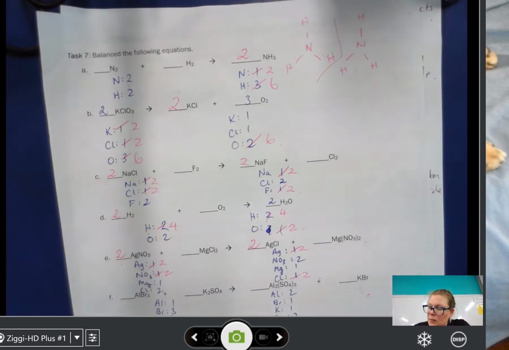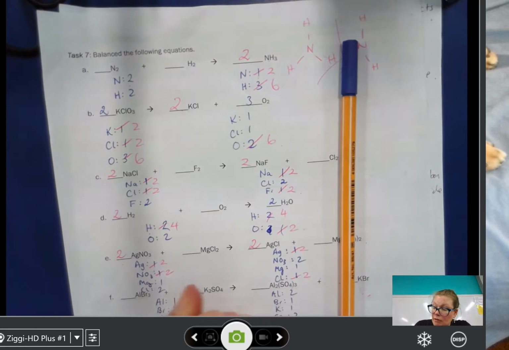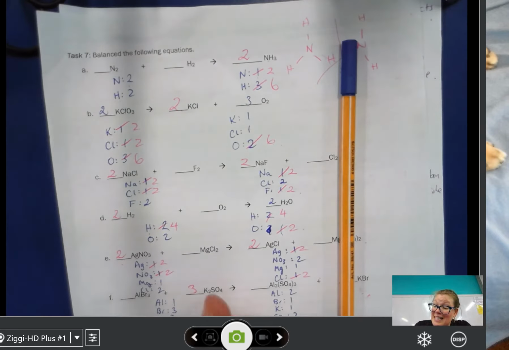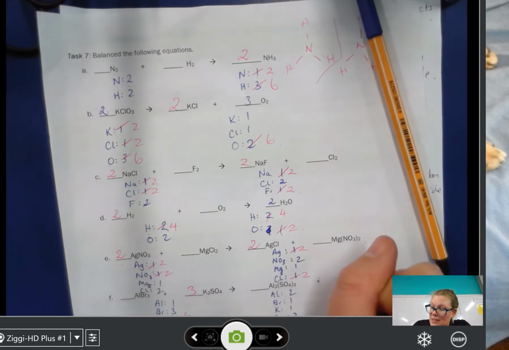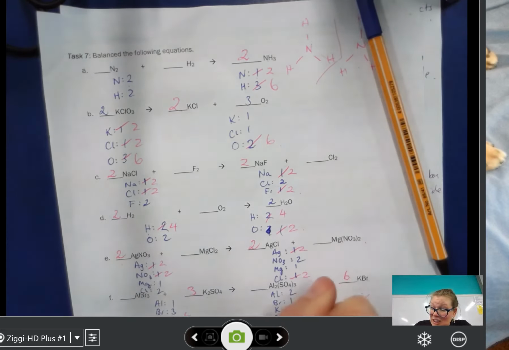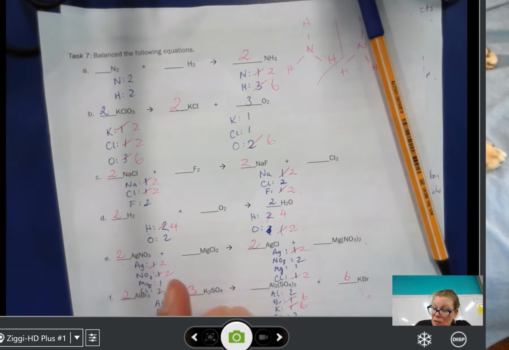So I'm going to say I need to have 3 sulfates, so I'm going to put a 3 in front of this one here, which makes that 3 sulfates, and then 6 potassium. I then go to the other side and go, right, well I want 6 here to change that one, but it also changes the bromide. What I can do is put a 2 in front of the aluminium bromide, which makes that 2, makes that 6, and I'm balanced.